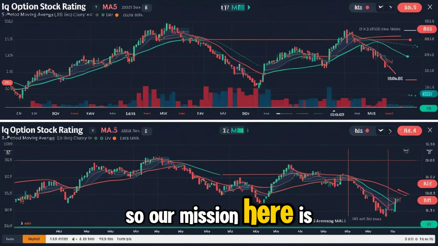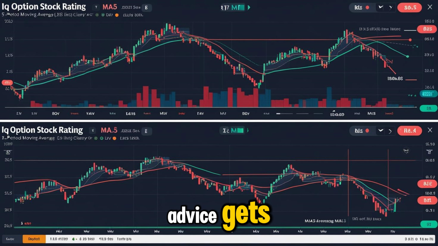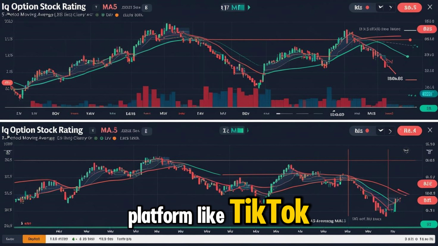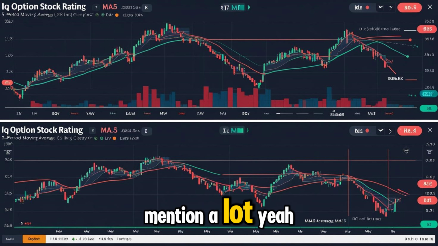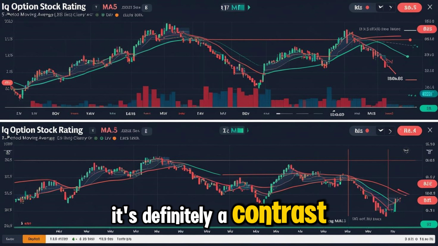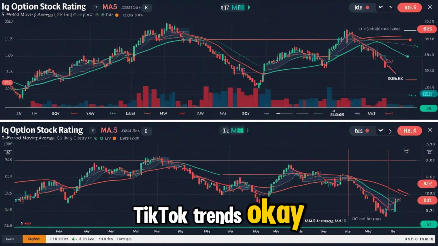So our mission here is to unpack how this really complex financial advice gets simplified, or maybe oversimplified, on a platform like TikTok. And pull out what's actually being taught, like this SMA5 technique they mention a lot. Yeah, see what the practical bits are, but also look at the bigger picture, the lifestyle it's selling. It's definitely a contrast. Serious finance talk next to, well, TikTok trends. Okay, let's get into it then.